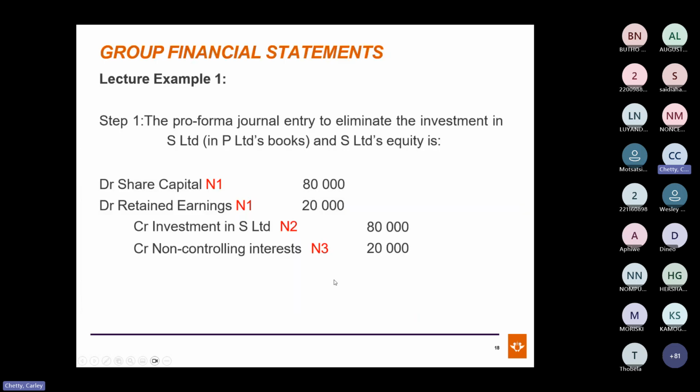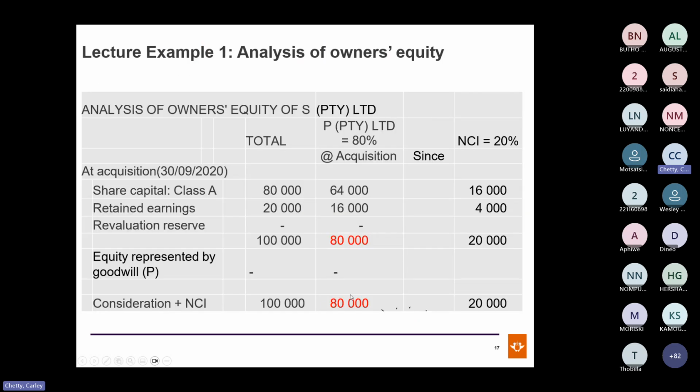So then we can work out here what is the consideration paid. Remember we said that P paid 80,000 Rand. So we need to work out, is there goodwill or is there gain on bargain purchase in this scenario? We are going to compare the consideration paid, which is 80,000, to what P purchased, which is 80,000. So here we are simply comparing these two numbers. P paid 80,000 Rand and they acquired equity worth 80,000 Rand. So here they paid exactly what they got.